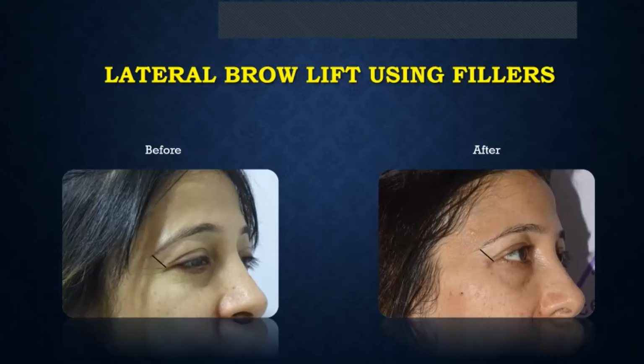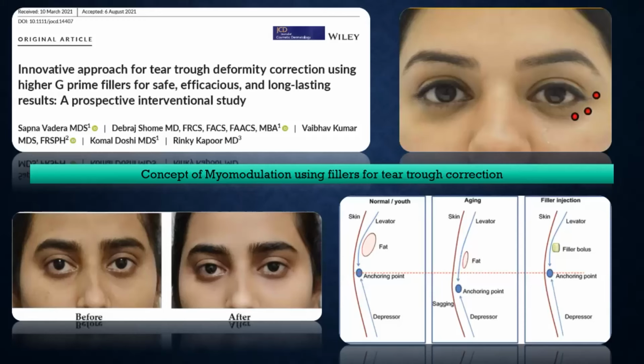Now that's the same patient, and you can see immediately afterwards that the lateral brow can definitely be allowed to kick up by using this. You'll get about 2 to 3 millimeters of elevation using the myomodulation. We've also published a similar paper, but in this case, it's on the tear trough deformity using the myomodulation, in which we've innovatively used a high G' filler, paradoxically, for the under eye area, but injected it laterally.